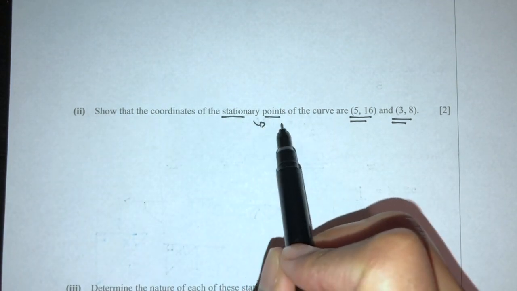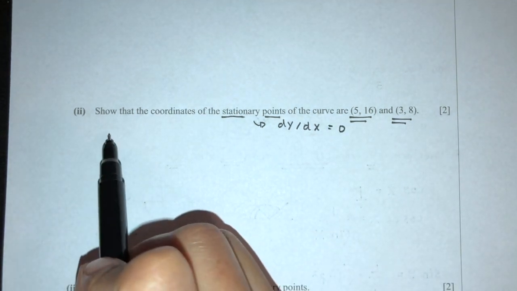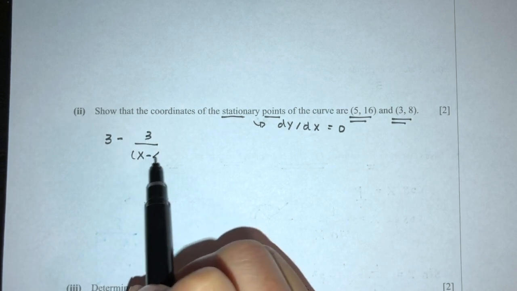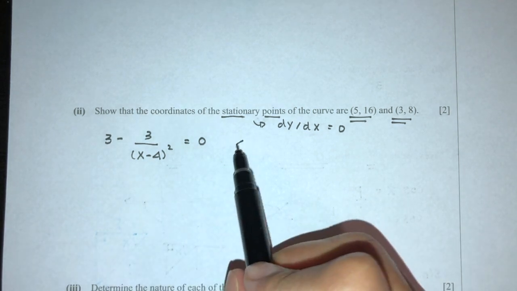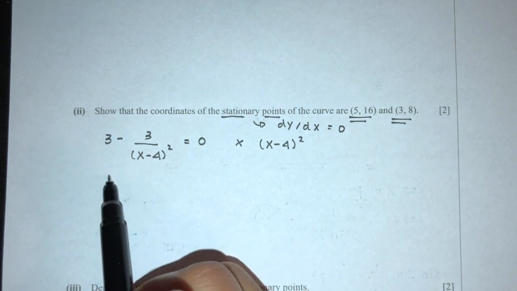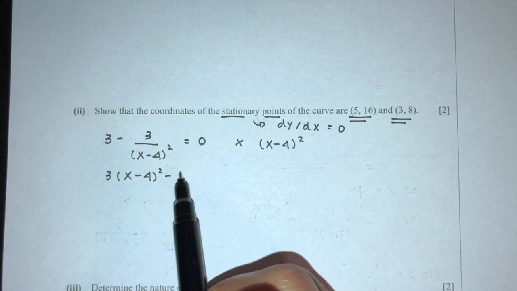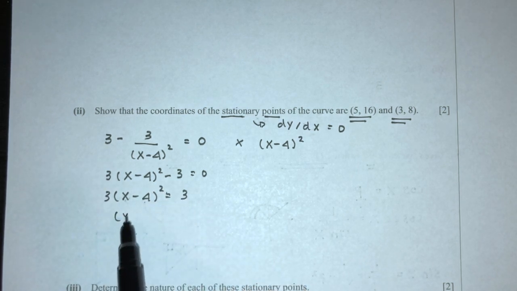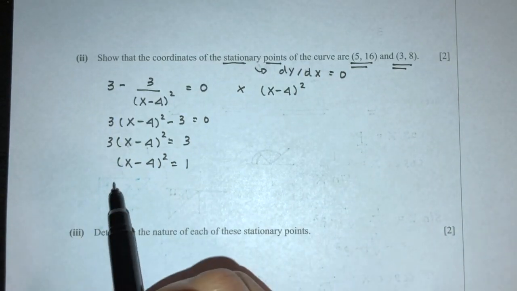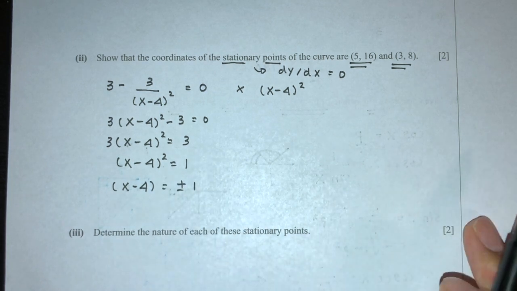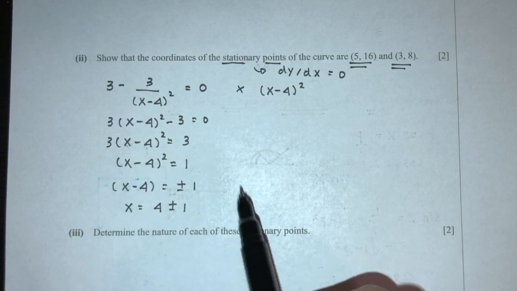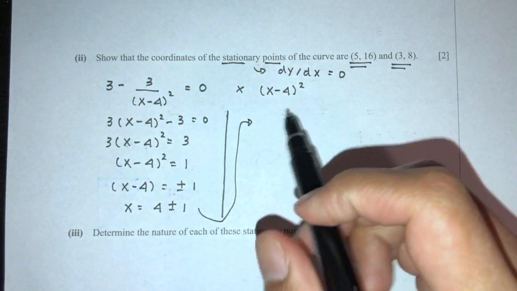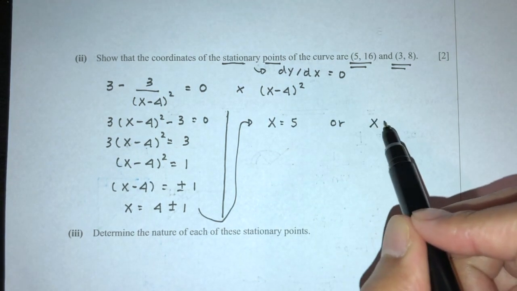Now for part 2, show that the coordinates of the stationary points are given by these two. So how do you know? You know that at stationary points, the value of dy by dx has to be 0. And you know dy by dx is this over this, equal to 0. So first thing, let's multiply by the denominator everywhere to eliminate this one. You will have 3(x minus 4) to the power 4 minus 3 equal to 0. So (x minus 4) to the power 4 will be 1, so x minus 4 will be plus or minus 1. So x can be 4 plus or minus 1. So x can be 5 or x can be 3.